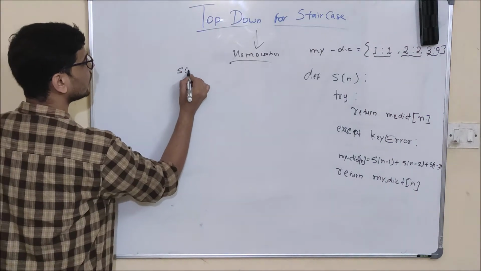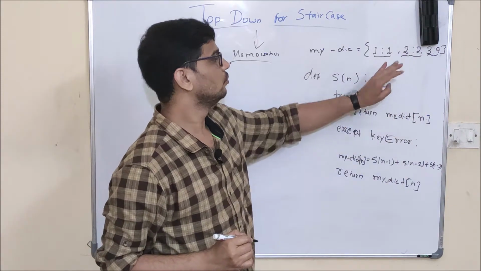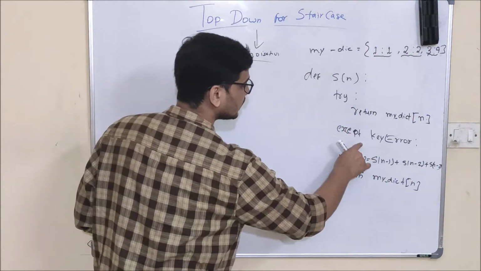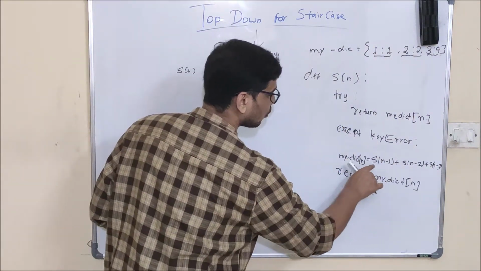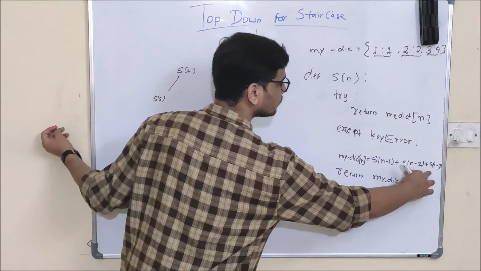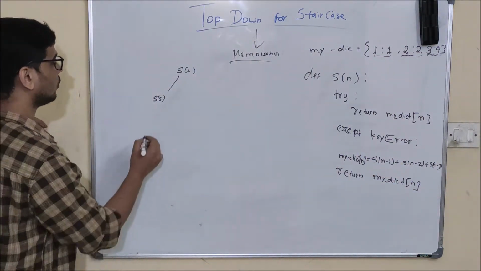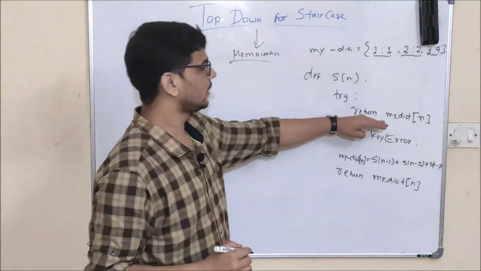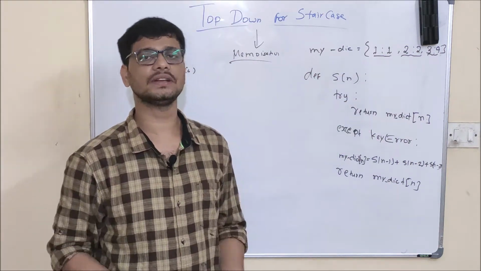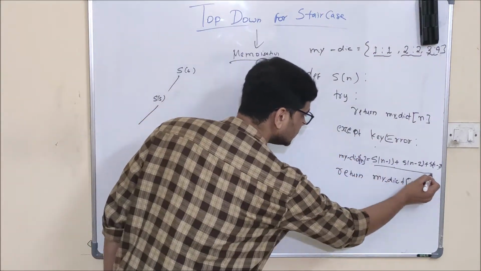Suppose I have called s of 6. Then s of 6 will first try to return this value. Now is there any value for key 6? No. So it will throw a key error, and here it will accept it, and it will call s of 5. For the time being, s of 4 and s of 3 will be on hold till s of 5 finds its own answer. Now s of 5 will again try to return my dict of 5. Is it there? No. Key 5 does not exist right now. So it will throw a key error, and it will find these 3 values.